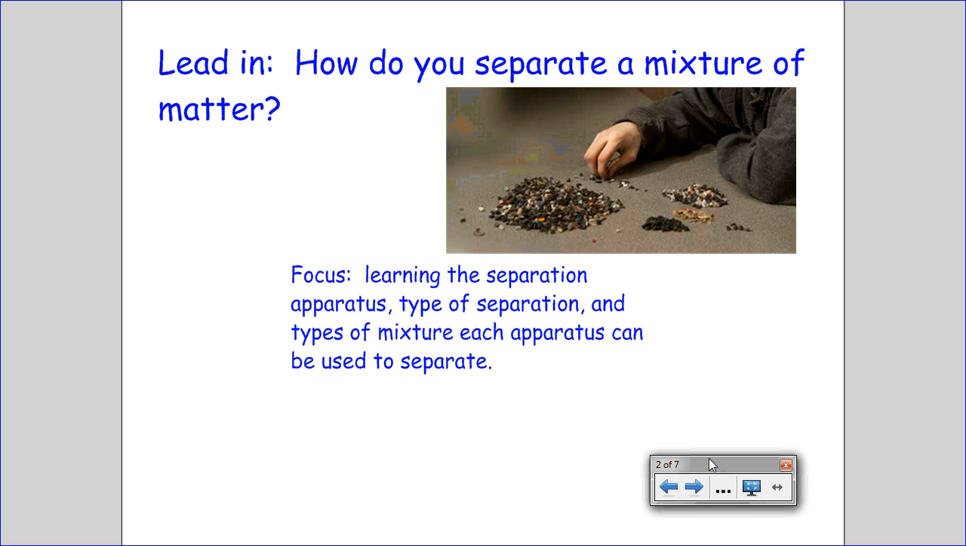Well, just like when you collect a bunch of different rocks or stones or pebbles or souvenirs from the beach, you can come home after they've all dried and separate them into little piles. Maybe the green beach glass, the blue beach glass, the brown beach glass from the little shark teeth and clam shells that you may have picked up as souvenirs. So our focus today is learning the different type of separation apparatuses, the type of separation that is done, and the types of mixture that each apparatus can be used to separate.